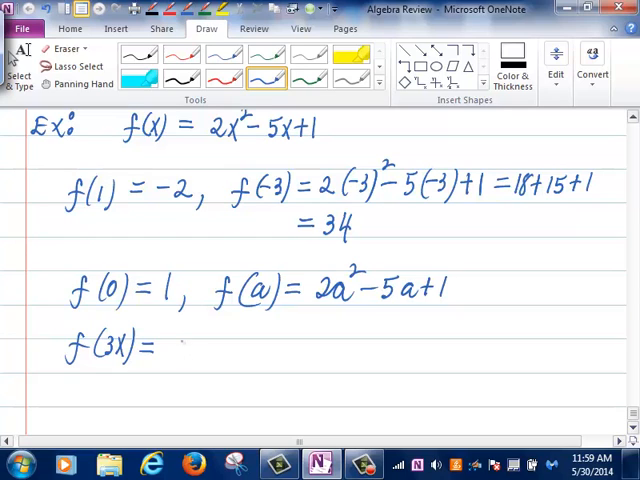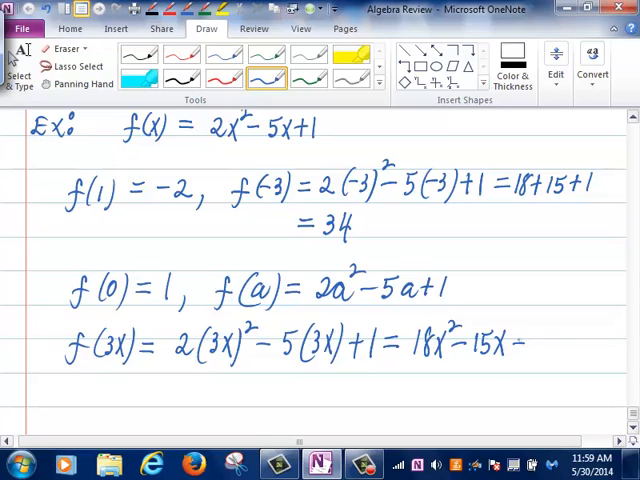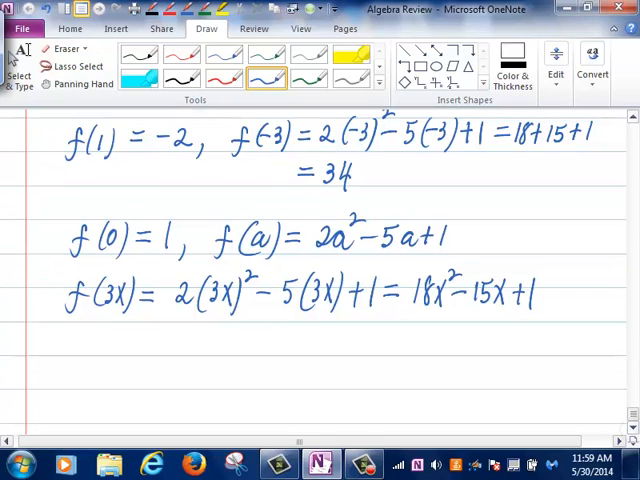So this would be 2 times 3x squared minus 5 times 3x plus 1, okay? And you should pay attention to this, because I see a lot of the times people make mistakes with this. They don't replace x everywhere by 3x. So make sure you replace x by 3x everywhere you see x. And then what is that? 18x squared, right? 18x squared minus 15x plus 1. Okay, so that's the value there. Oh, you can leave it that way.